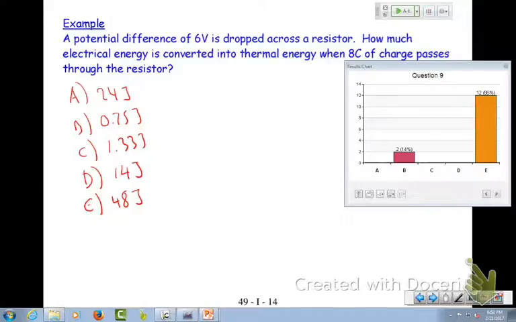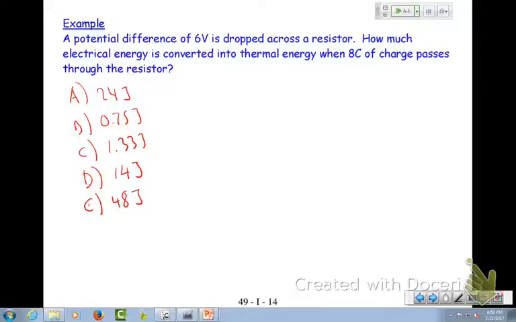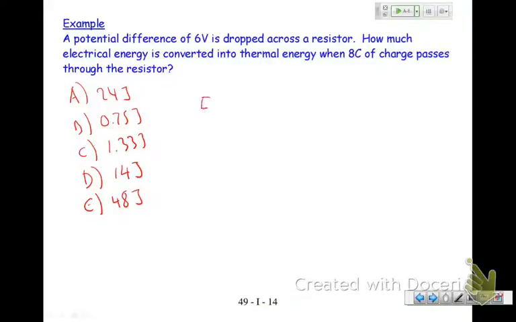Cool. Most people are saying E, that's the right answer. Yeah, we just say, okay, we say the energy is equal to Q delta V, which equals 8 times 6, which equals 48 joules. So nice and easy.